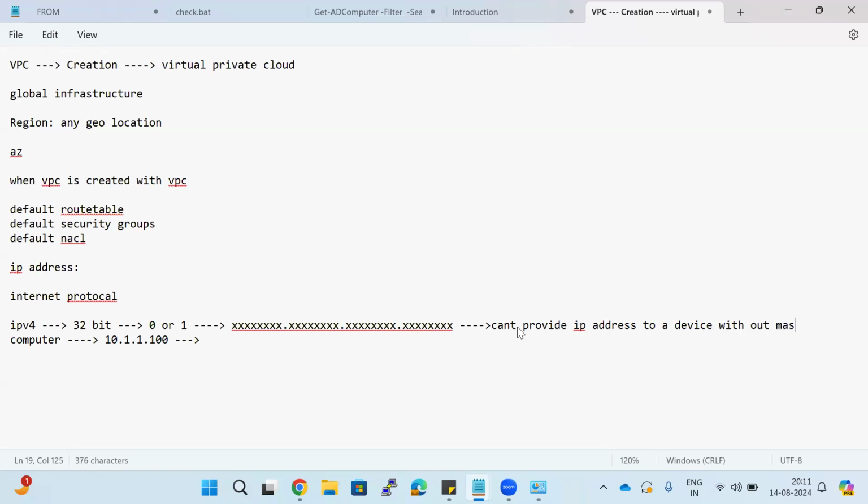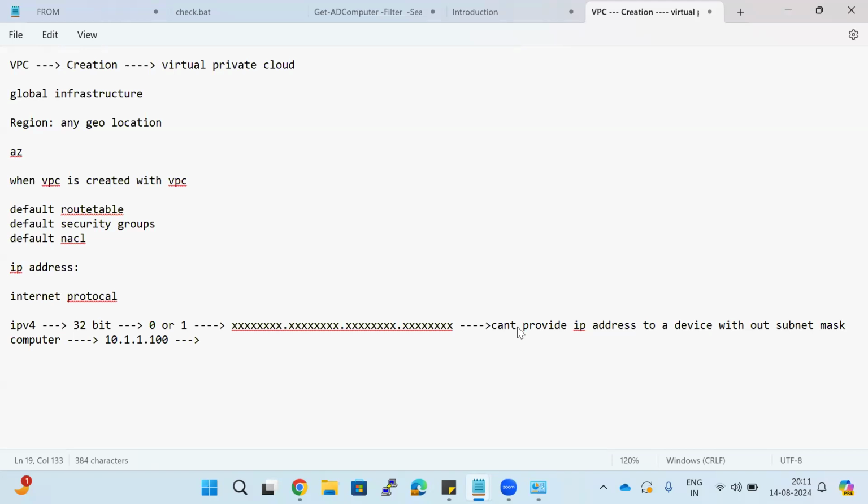First of all, what is an IP address? An IP address helps you establish communication between devices. Now, what is the subnet mask here? Without a subnet mask, we cannot give IP addresses to the system. Subnet mask plays a crucial role in the IP addressing concept. What is this crucial role, and why does it play that role?